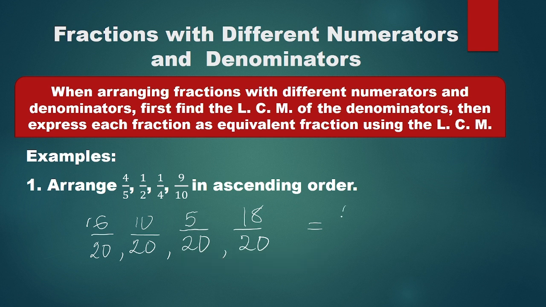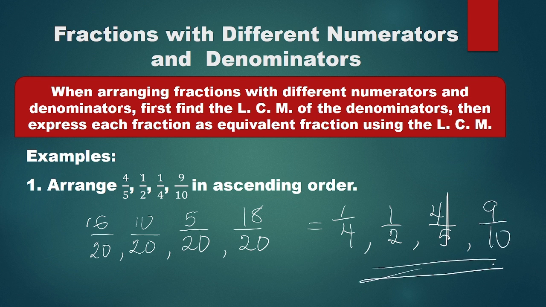So I'll be writing down 1 over 4. Followed by 10 over 20, which is the same thing as 1 over 2. So I'll be writing down 1 over 2. Followed by 16 over 20, which is the same thing as 4 over 5. So I'll be writing down 4 over 5. And lastly, we have 18 over 20, which is the same thing as 9 over 10. So I have simply arranged my fractions in ascending order.